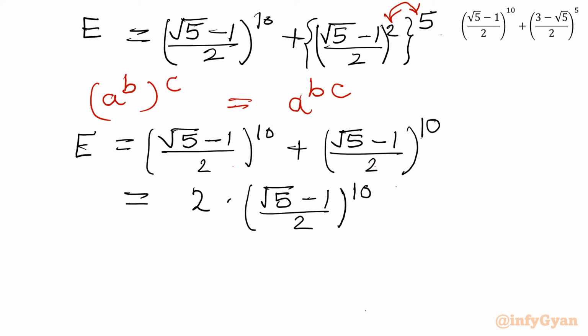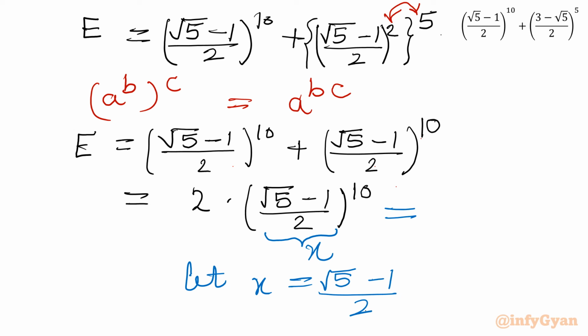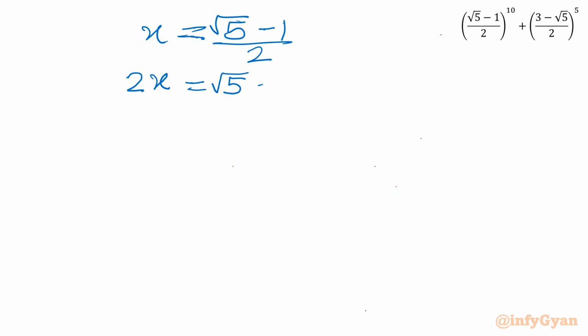Now I will consider this bracket equal to x. Suppose this is x. Let x equal (√5 − 1)/2. So we are actually calculating 2 times x^10. This is our target. Let's solve for x to find x^10. Multiply both sides by 2, so 2x equals √5 − 1. Add 1 to both sides, 2x + 1 equals √5.